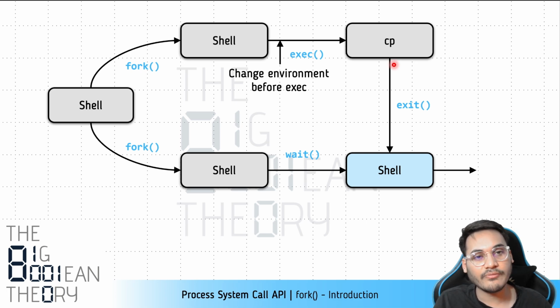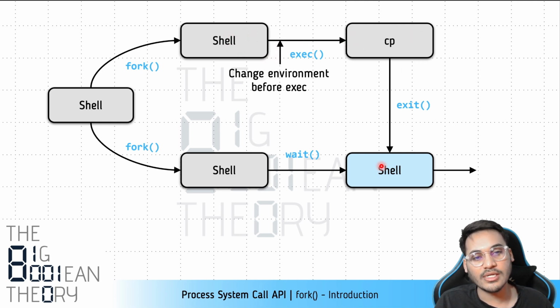And once that is done, once the process is finished, it can call exit. And once it does that, the parent shell process resumes execution. So this is the cycle that is followed again and again. The shell process calls fork and creates a child process. The original parent process goes to wait. The child process calls exec and executes the new command.